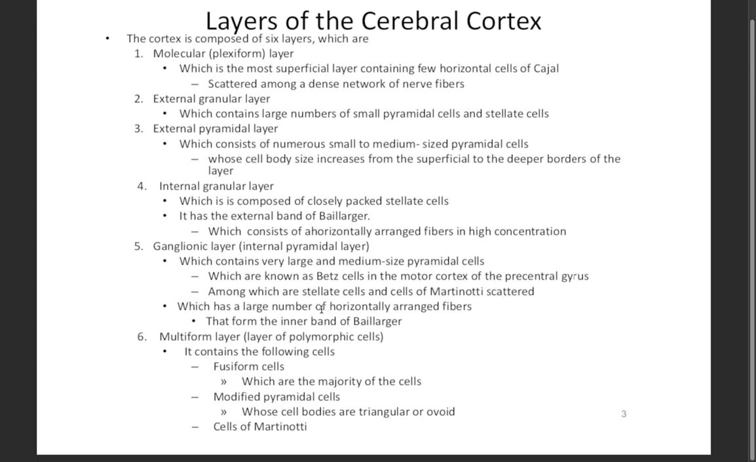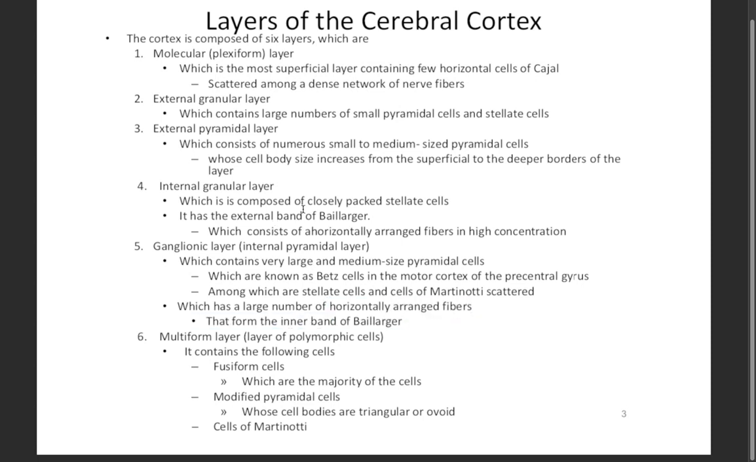Again, the external or the internal: we will have an inner band of Baillarger. The external one is found in the fourth layer. However, the inner band of Baillarger is found in the fifth layer and has a large number of horizontally arranged fibers, like the external one.